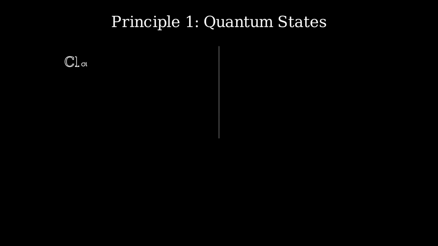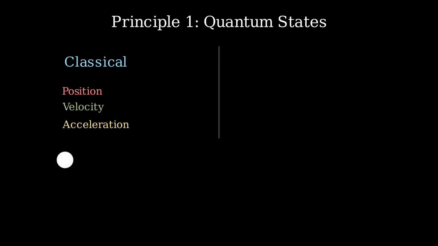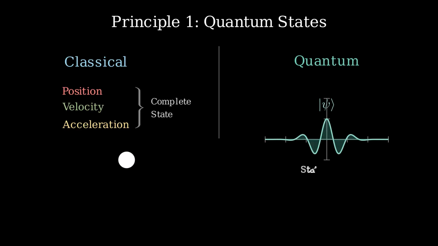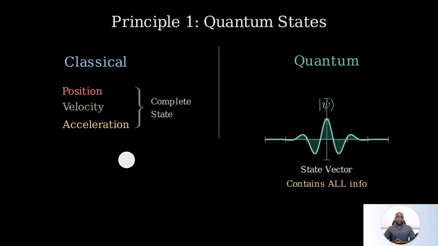Let's start with something familiar. In classical mechanics, imagine a ball moving through space. To describe its state completely, you need three pieces of information: position, velocity, and acceleration. Simple, right? In quantum systems, we use something entirely different: a state vector or wave function. This is a complex vector that contains all the information about a quantum system.